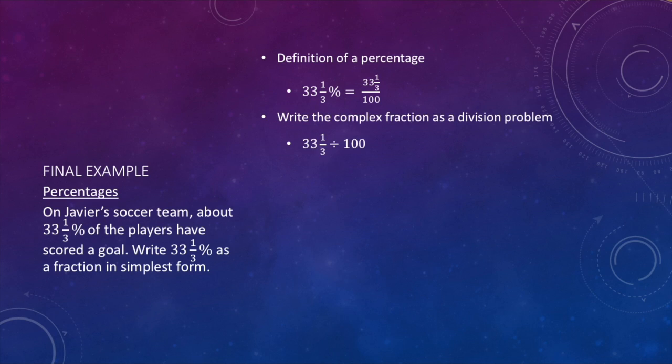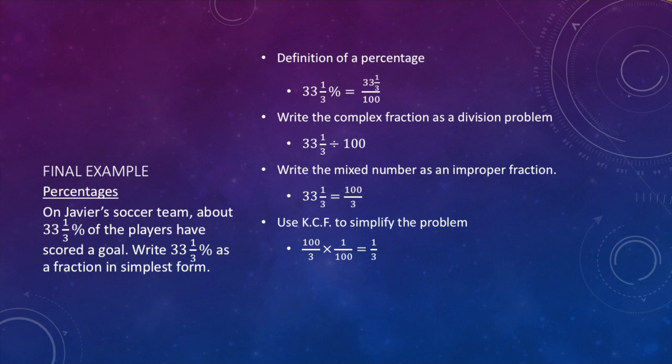Then we just go through the same steps we've done in the past to solve it. Write it as a division problem. Then we're going to get rid of that mixed number and get that improper fraction, which is 100 over 3. Then we're going to replace that for our mixed number and use the keep, change, flip method. So we have 100 over 3 times 1 over 100, because remember, when we have a whole number, it's actually that whole number over 1. That's what we're flipping. We solve it out, we get 1/3, and about 1/3 of Javier's team has scored a goal.